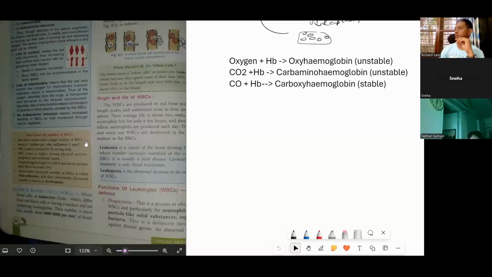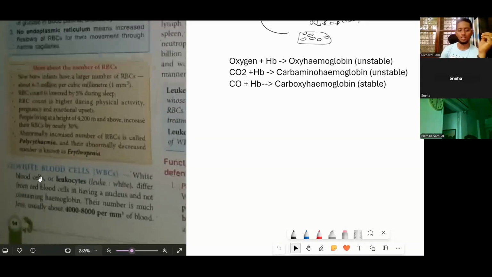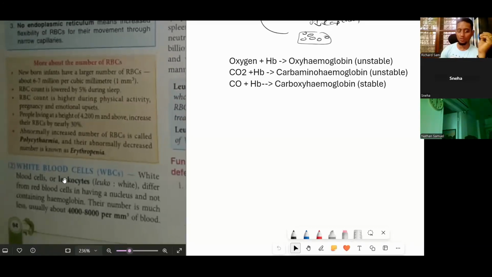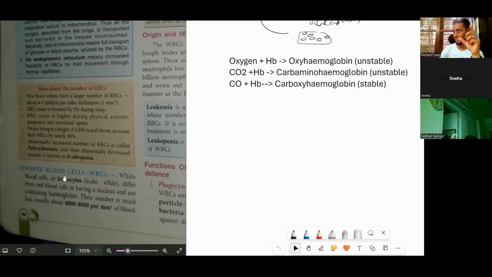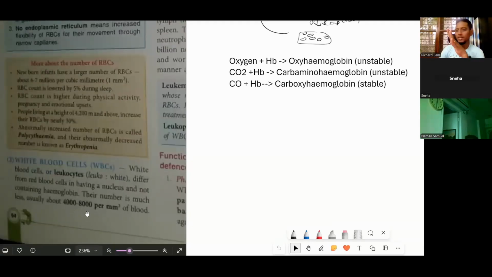What is the main function of the RBC? Carrying oxygen. What is that pigment that it has which carries this oxygen? Hemoglobin. Now the second cellular particles or cells present in the blood is a WBC. What's another word for WBC? Leukocytes. Now leukocytes are much bigger in size compared to the RBCs, and so they're much lesser in number. In per millimeter cube, you just have 4000 to 8000 WBCs.